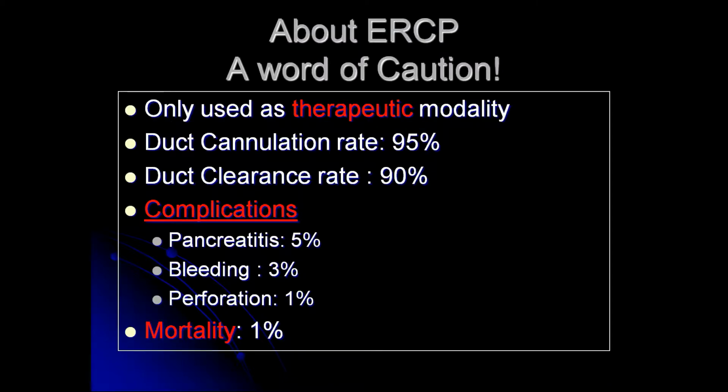But a word of caution regarding ERCP, it should be used only as a therapeutic modality, because for diagnosing any biliary and pancreatic pathology now we have MRCP. The duct cannulation rate is around 95% in experienced hands, and the duct clearance of bile duct stone is around 90%. As I mentioned earlier, the complications are pancreatitis, bleeding and perforation, and also there is a very small mortality. So one should be very careful in the early phase of their experience to avoid such major catastrophic complications.